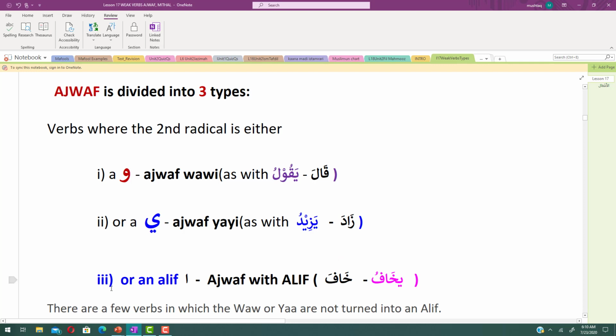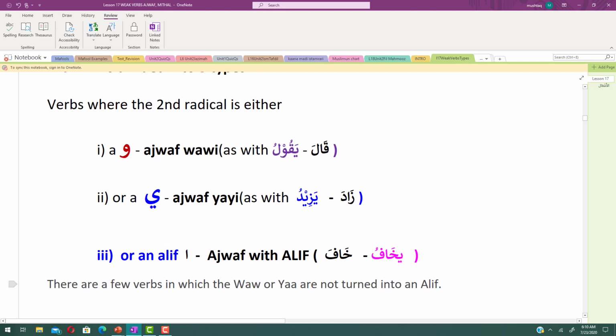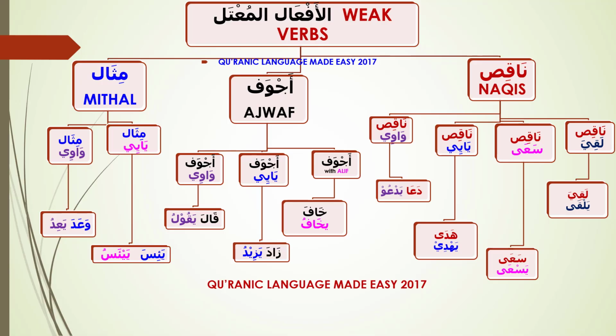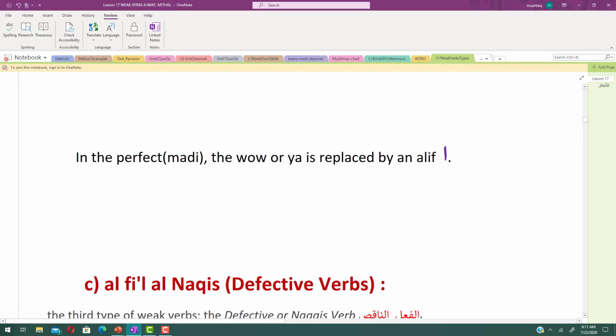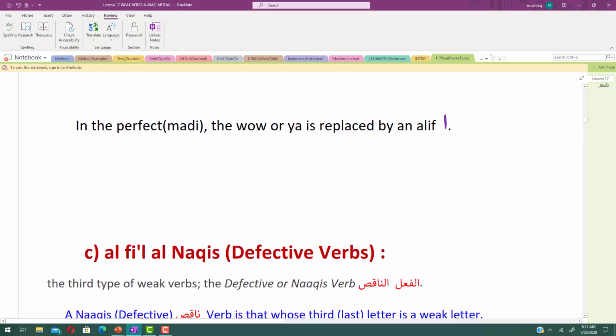There's an alif. There are few verbs in which the waw or ya are not turned into an alif. So we have khafa and yakhafu. The three types of ajwaf are ajwaf wawi, ajwaf yai, and ajwaf with alif. In the madi, the waw or ya is replaced by an alif.